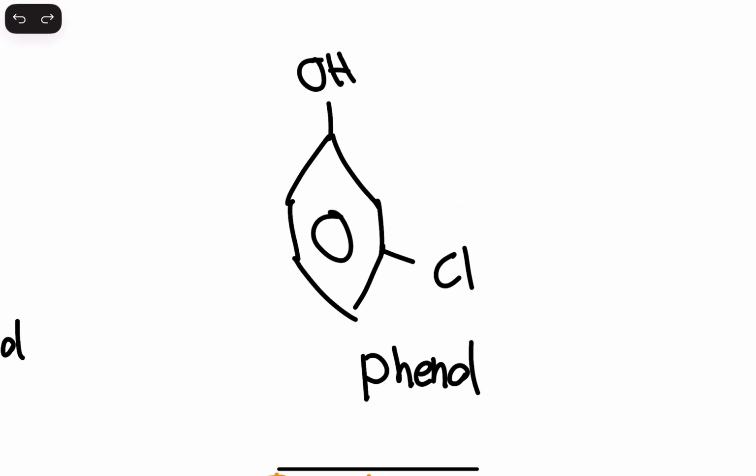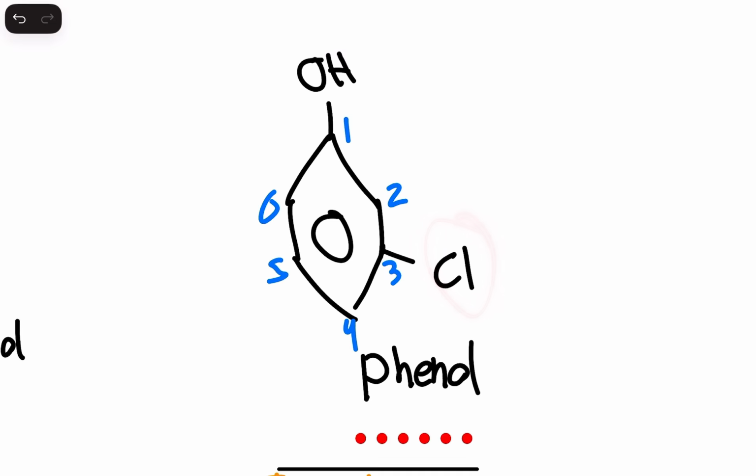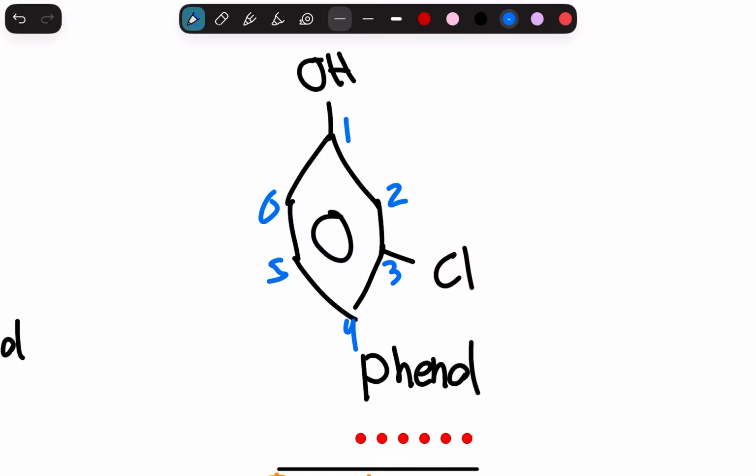Now we have to address our substituents. So we have a chlorine. And remember, when we want to number our substituents, we always start with 1 at the hydroxyl group and then move from there. So that means that our chlorine is going to be on the 3rd carbon. So it would be 3-chlorophenol.